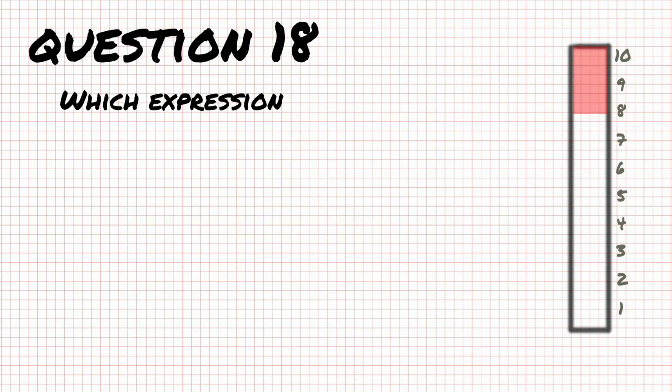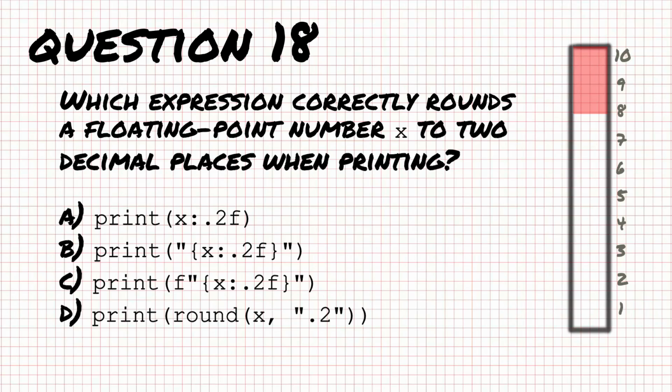Question 18. Which expression correctly rounds a floating point number x to 2 decimal places when printing? A, print(x:0.2f). B, print("{x:0.2f}"). C, print(f"{x:0.2f}"). Or D, print(round(x, "0.2")).